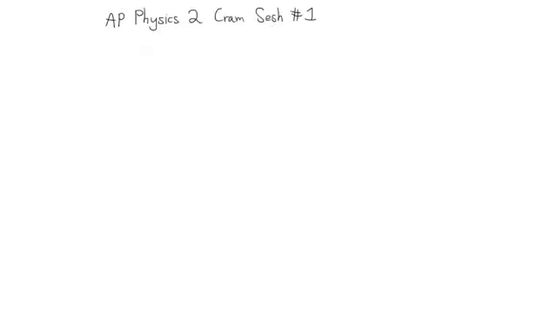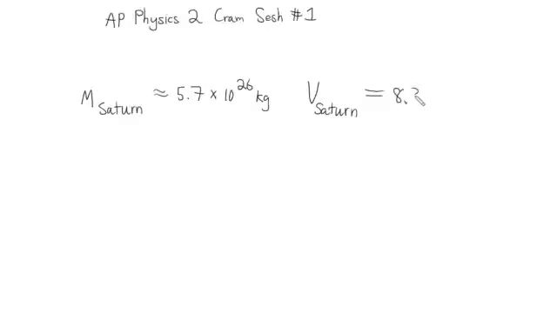The problem gives us that the mass of Saturn is about 5.7 times 10 to the 26 kilograms. I believe Earth's is like 5.97 times 10 to the power 24, so it's about two orders of magnitude above Earth's mass, or in other words, about 100 times more massive than Earth. And it also gives us that the volume of Saturn is 8.3 times 10 to the power 23 meters cubed.